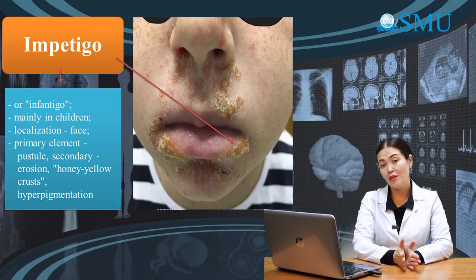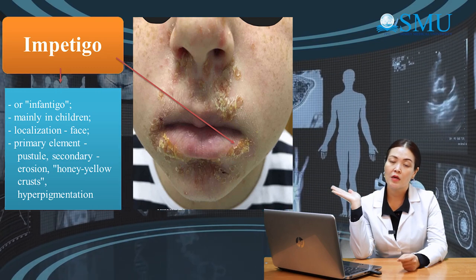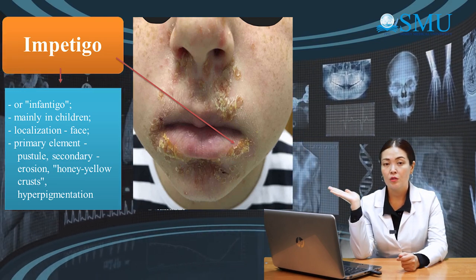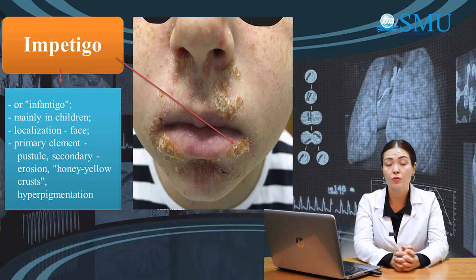So this is all the main information about impetigo. On this side of the screen, you can see the picture of a patient with this skin disorder and the information which I told you now.